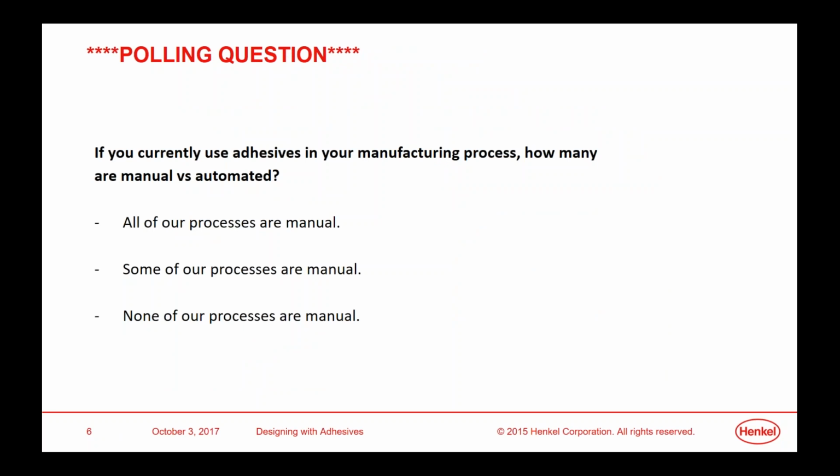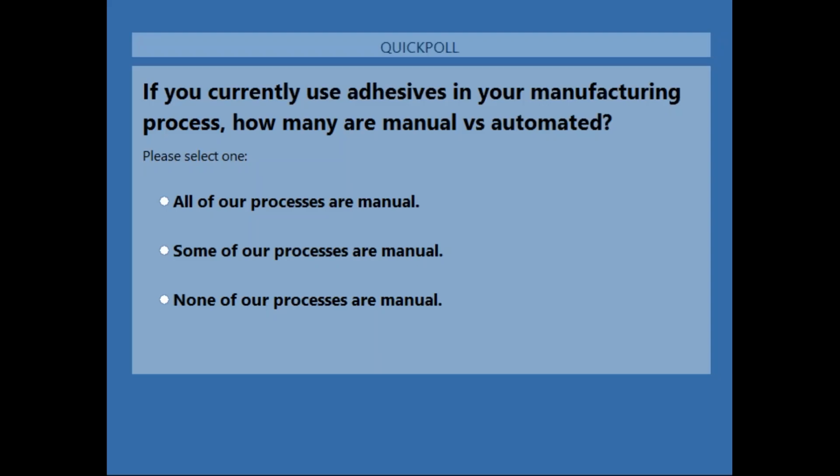I had mentioned the polling question, so we'll start right off the bat. I'm going to launch this to all those that are on the phone. You should see it pop up on your screen. The question is, if you currently use adhesives in your manufacturing process, how many are manual versus automated? Just take a moment to answer that question for us, we'd appreciate it.